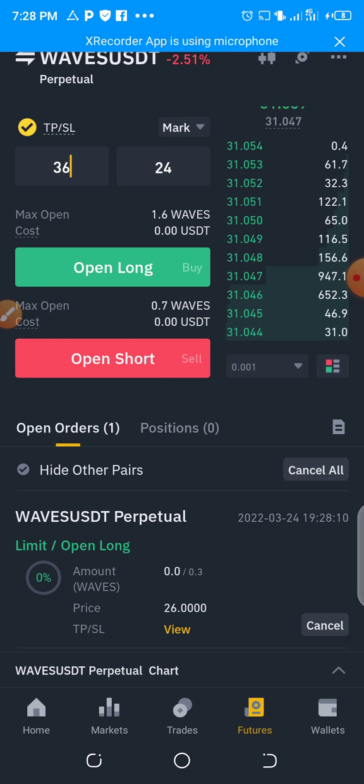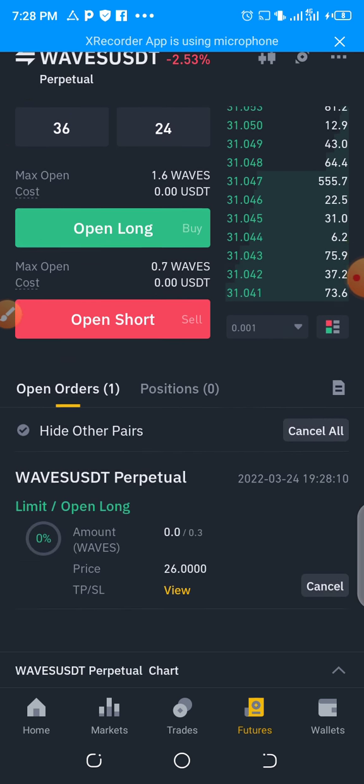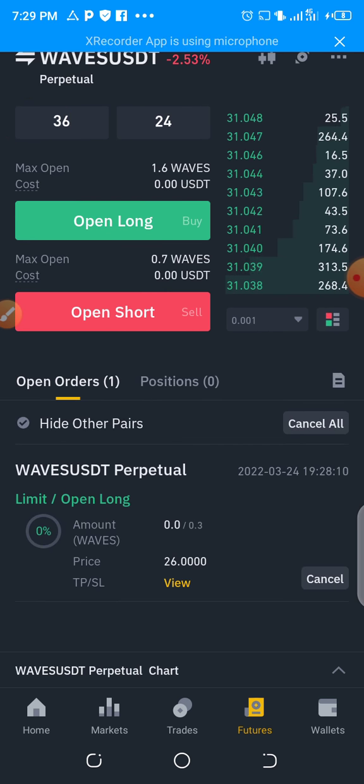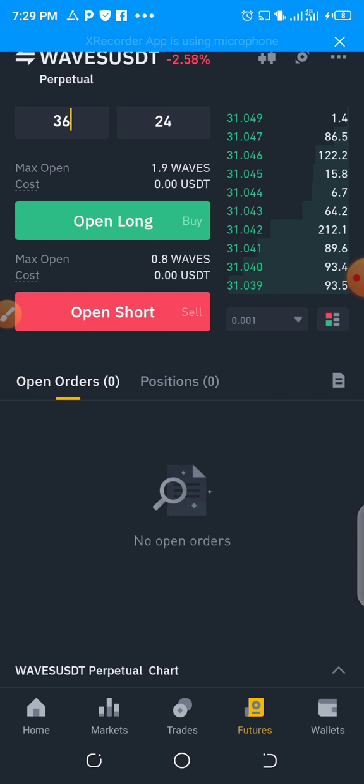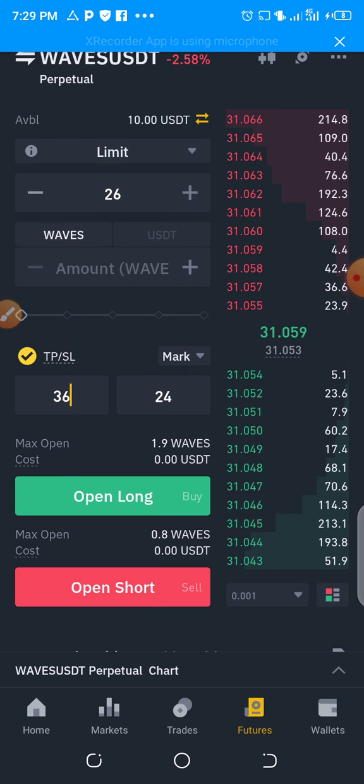That's the meaning. So I've placed it already. This is the limit order. I've opened it. So if you look at open order, you see one, which means that I've opened one order. I want to buy at 26. So now if in the long run I don't need this trade to be executed, I'll click on cancel and everything will go off. So this is how we create a limit order.